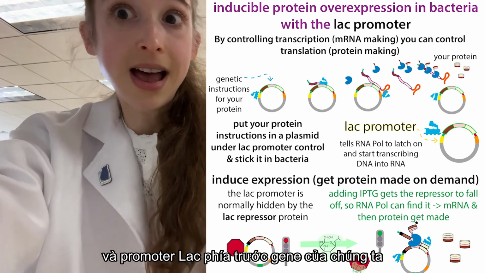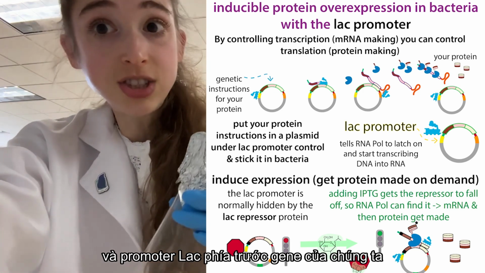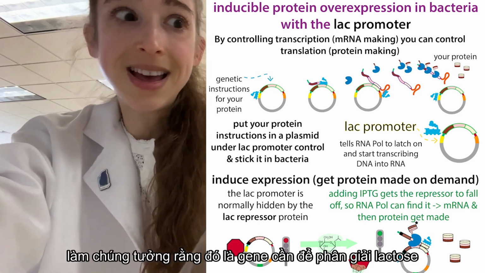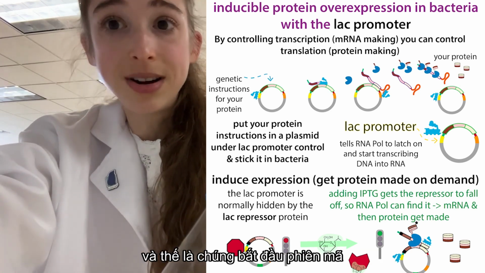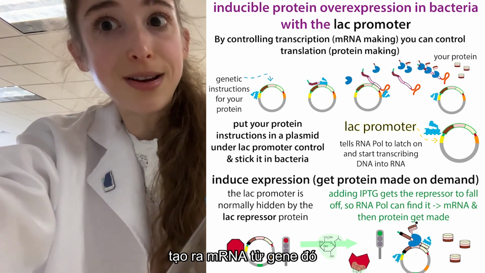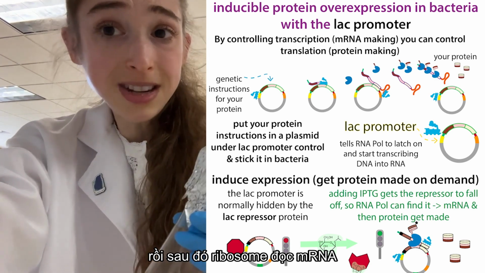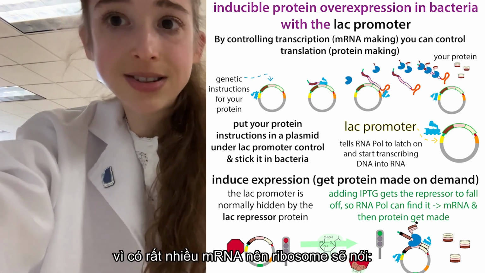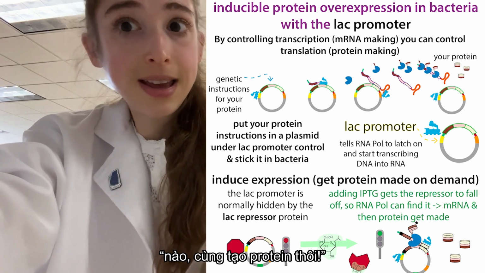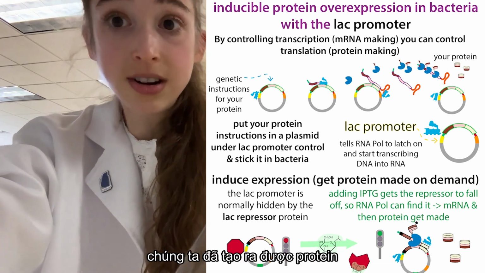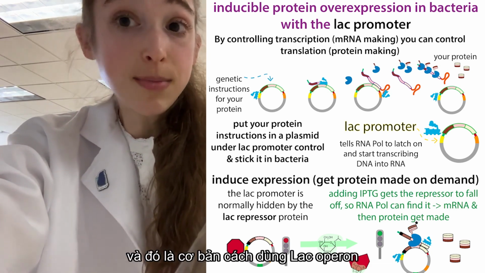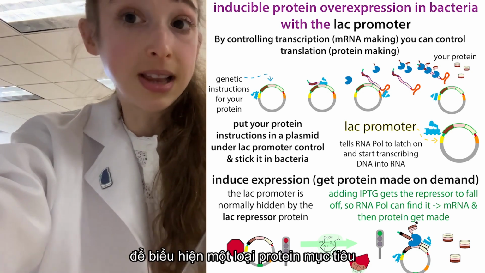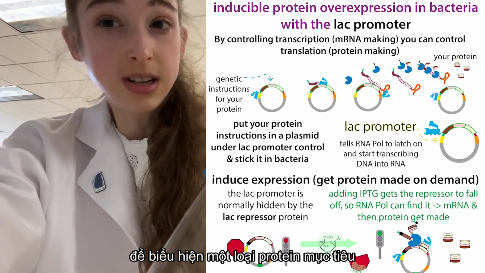And then having the lac promoter in front of our gene fools them into thinking that they're making something that they need to break down lactose, and then they really go and they make the messenger RNA for our protein. And then because there's a lot of that messenger RNA, the ribosomes are going to be like, hey, let's make some protein from that, and so you're going to get your protein made. And so that's the basics of how you use an operon to express a protein of interest.